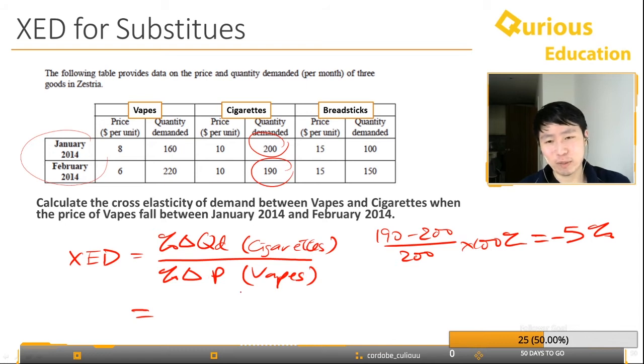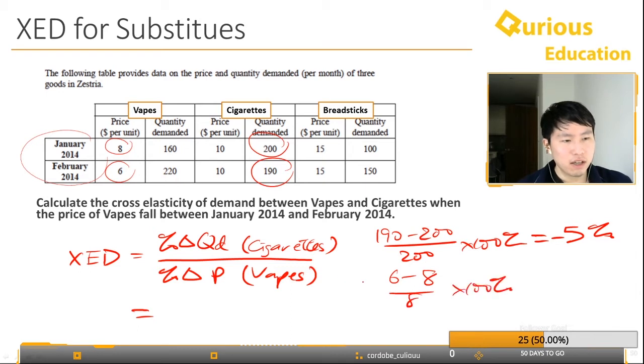And then here, we've got percentage change for vapes in terms of their prices. So their prices have decreased from $8 to $6, and again, we've got 6 minus 8, new minus old divided by old times by 100%. So here, we're going to get, again, minus 25%.